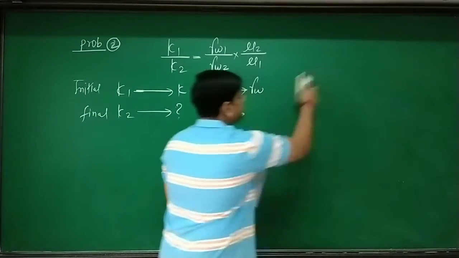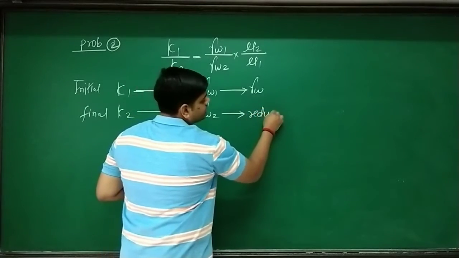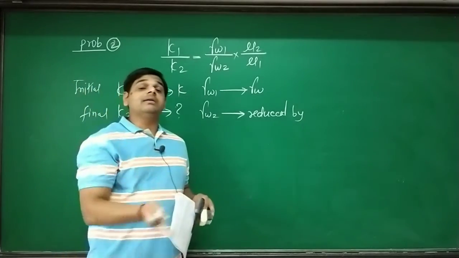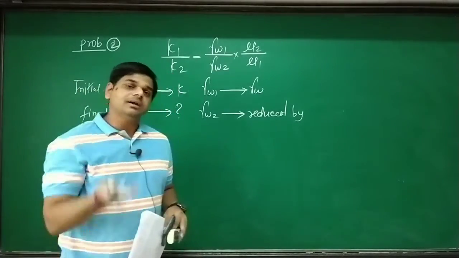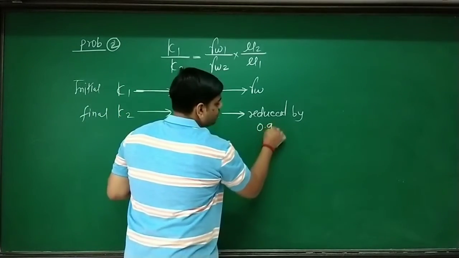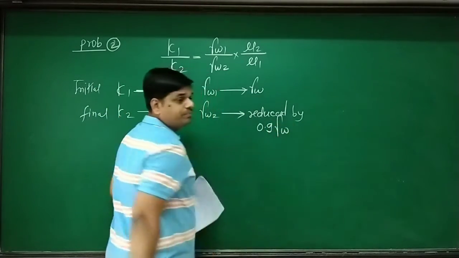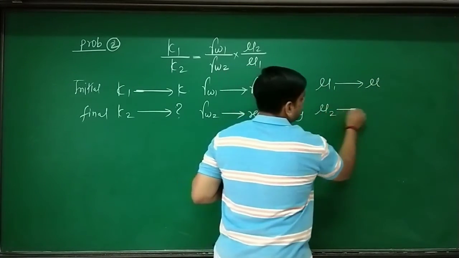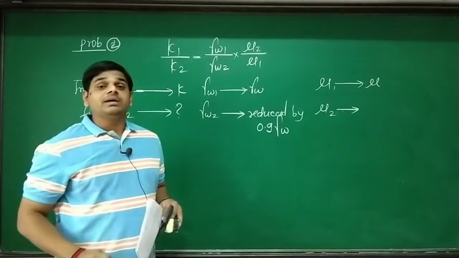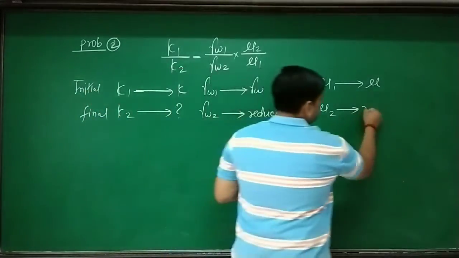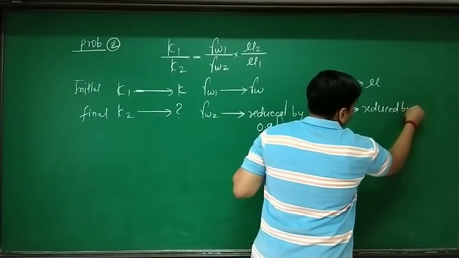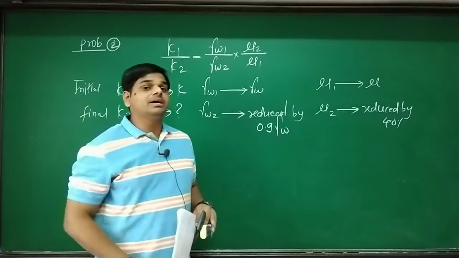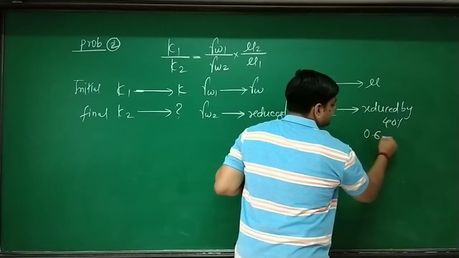आता हे काय येईल बघा. आता इथे काय दिलंय, reduced by 10%. 10% कमी झालं म्हणजे शिल्लक किती आहे 90%. So its meaning is 0.9 times of initial gamma W. Similarly, initial mu1 if I assume mu, then mu2 equals to what? It is reduced by 40%. 40% कमी झाली विस्कॉसिटी म्हणजे किती शिल्लक आहे 60%, that is 0.6 times of initial.